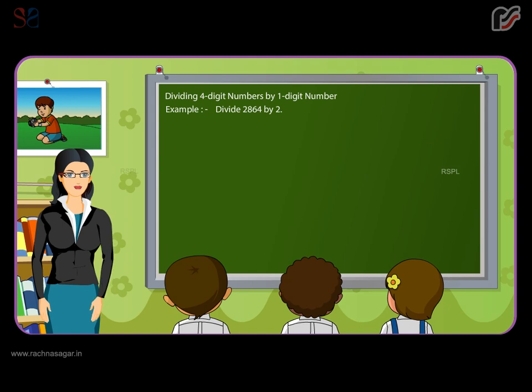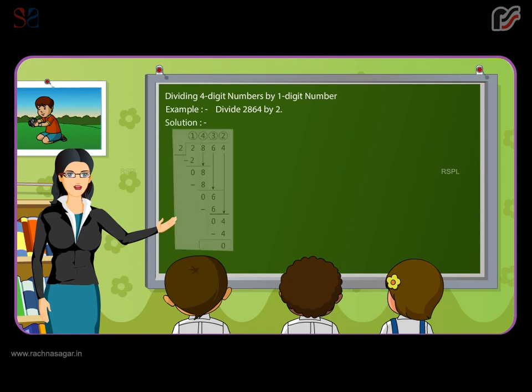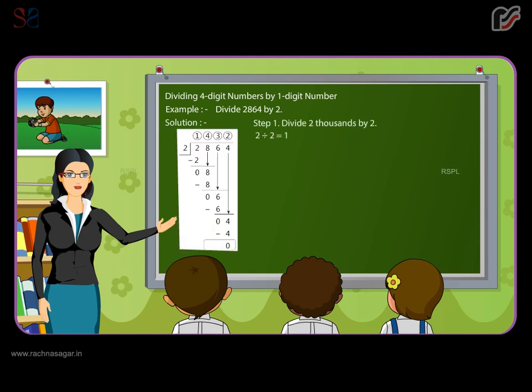Example, divide 2864 by 2. Solution. Step 1. Divide 2000s by 2. 2 divided by 2 is equal to 1. Step 2. Divide 800s by 2. 8 divided by 2 is equal to 4. Step 3. Divide 6 tens by 2.